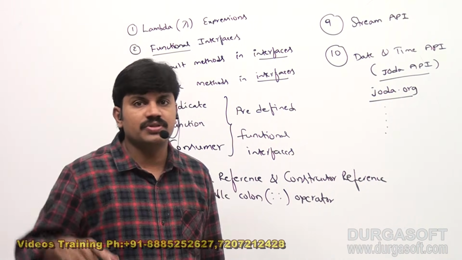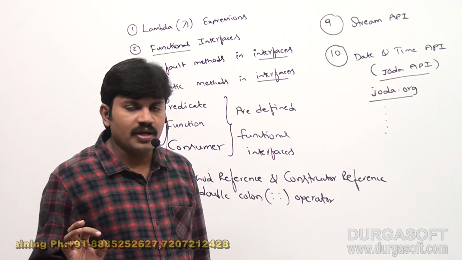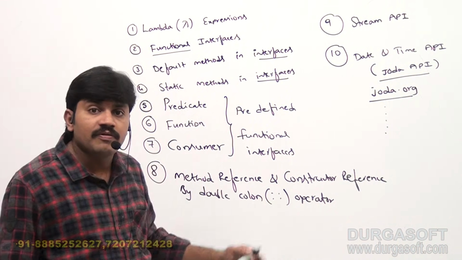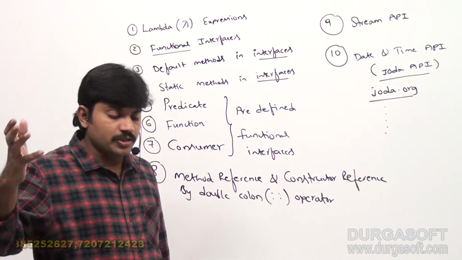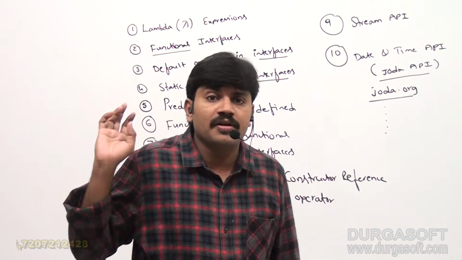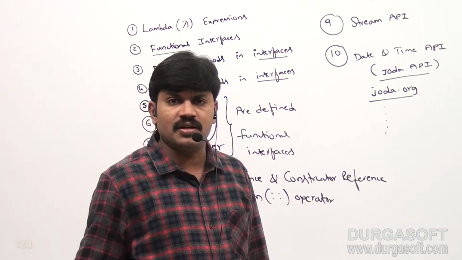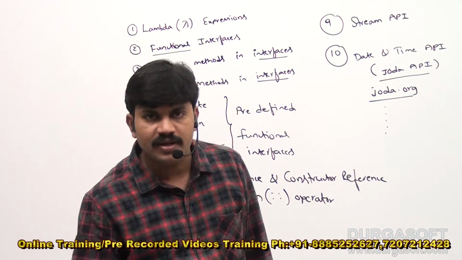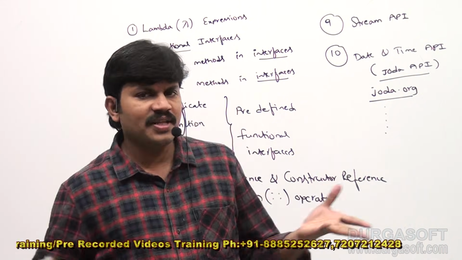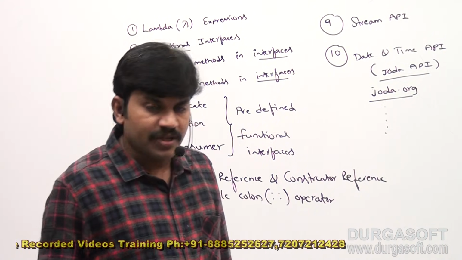These are the topics we need to discuss as part of this video series. If anyone asks you to explain what new features came in the 1.8 version, this is itself an important interview question. Immediately you have to tell: lambda expressions, functional interfaces, default methods and static methods inside interfaces, predicate, consumer, function, the double colon operator, stream API, Joda time API. You should be in a position to tell these. Anyway, I'm telling you directly that these are the things which came as part of the Java 1.8 version.